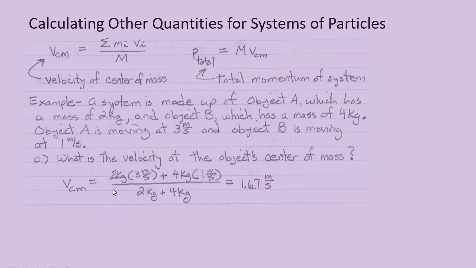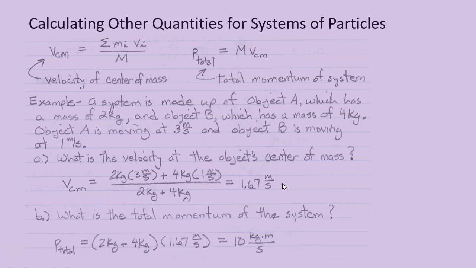We use this formula, which gives us the weighted average of their velocities, and we find out that the velocity at the center of mass is 1.67 meters per second. If we're asked what is the total momentum of the system, since momentum is mass times velocity, the momentum of the system is going to be the system mass times the velocity at the system's center of mass. And in this case, it would be 10 kilograms times 1.67 meters per second.